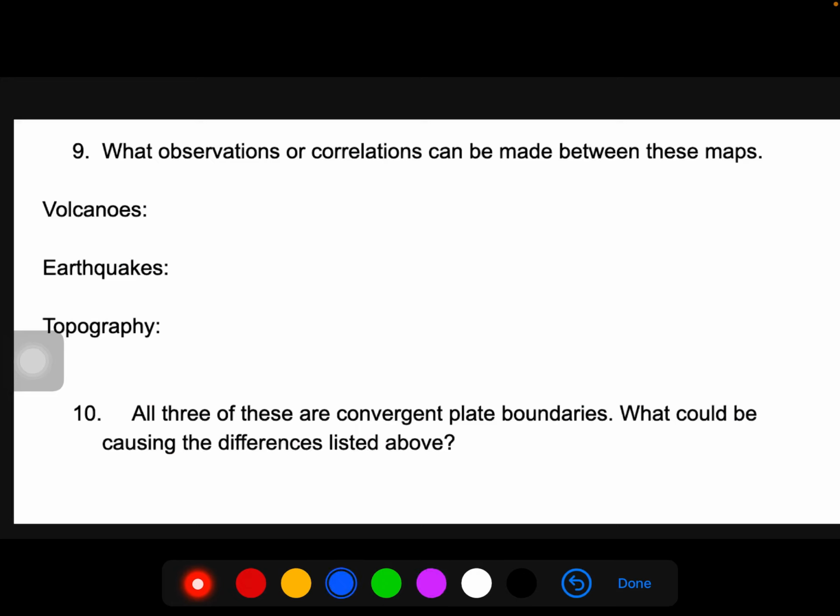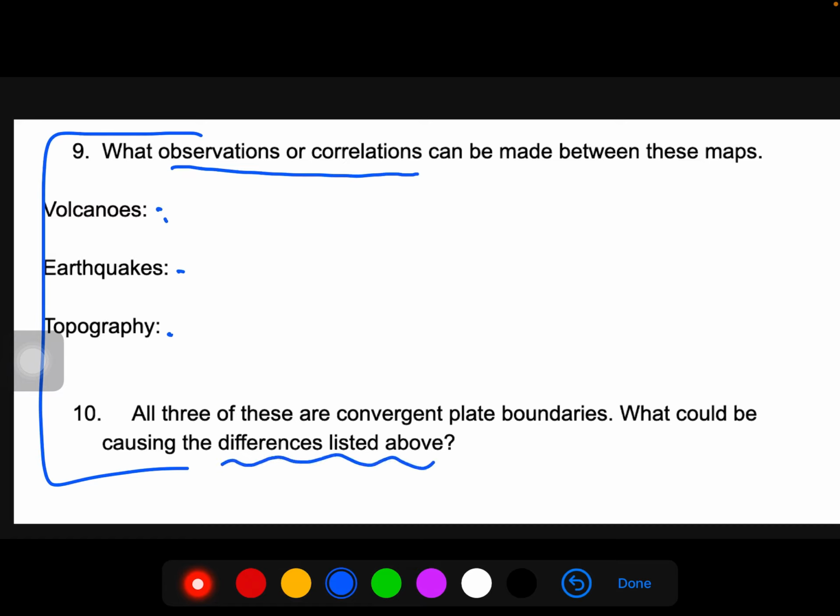To finish this assignment and submit it, you have 2 questions here to think about. This one's asking, what did you observe or correlate? Thinking about similarities between the maps. So each statement here should have 2 maps being talked about. And what's the same or what's different? And then what could be causing all those differences? Because they're all convergent boundaries where the plates come together. So what could be causing that difference?